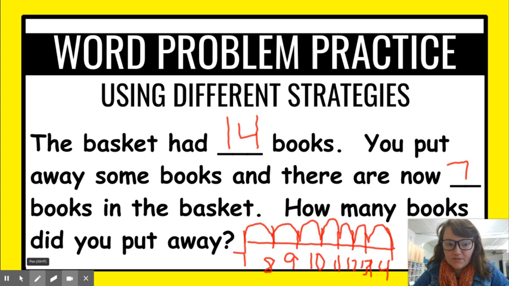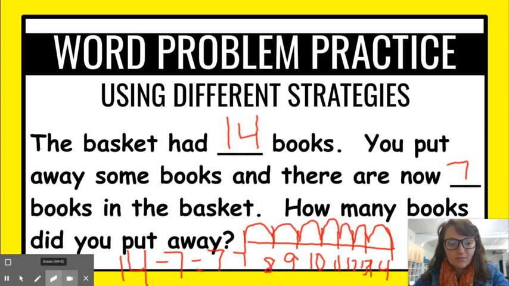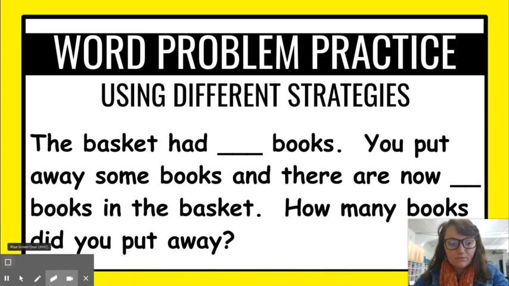So how many hops did I take to get from 7 to 14? 7, right? So if you already knew your doubles facts, you would have known that 7 plus 7 is 14. So we're going to write our equation. 14 minus 7 equals 7. Now you have your word problem without blanks. And so now you're going to solve your word problem at home without these numbers, but have the numbers that you used. Okay? All right.